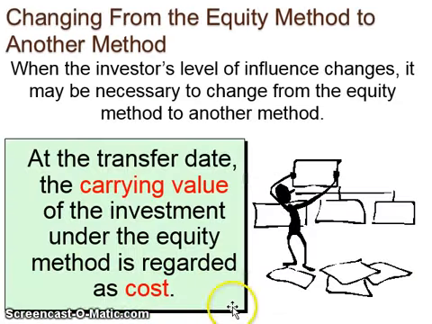Now what happens if you want to change from one method to another because your level of influence changes over time? You might have to change from the equity method to another method. The idea is that at the date of transfer, when you decide your level of influence has changed, the carrying value of the investment under the equity method is regarded as its cost.